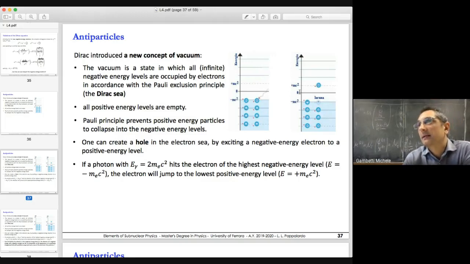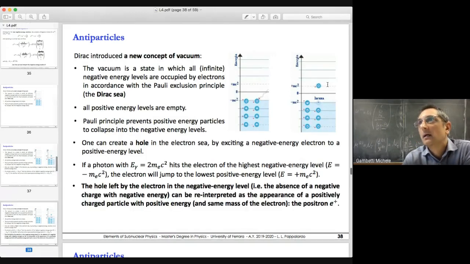And how can you do that? It was another huge intuition by Dirac. Suppose that a photon with energy equal to twice the mass of the electron hits the electron here in the highest negative energy level, where the energy is just minus its mass. Then the electron will take the energy from the photon and can jump to the lowest positive energy level. So what we have now is an electron in a positive energy level and a hole in the first negative energy level, while all the other negative energy levels are completely occupied.